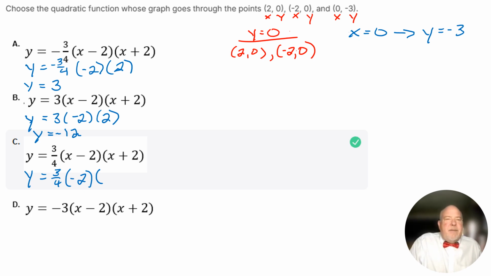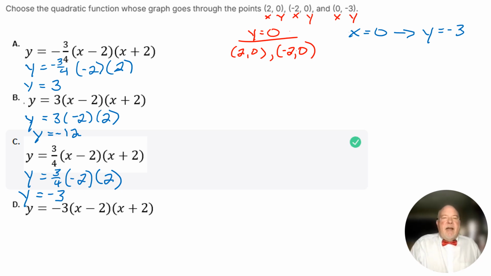I need to quit for the day. I'm getting tired. And this one is 2. And so I multiply those together, and you end up with y equals -3. And so that one is the correct answer, C. If I went ahead and checked D, it wouldn't work. It would come out to 12. All right. So the answer is C.